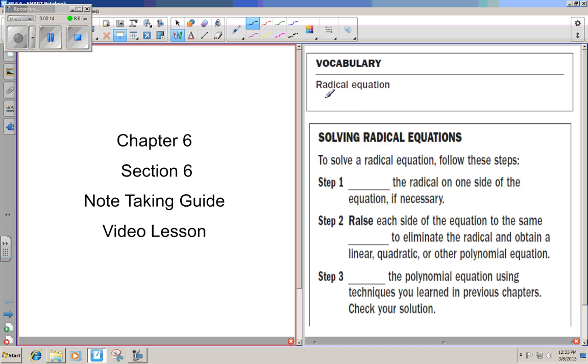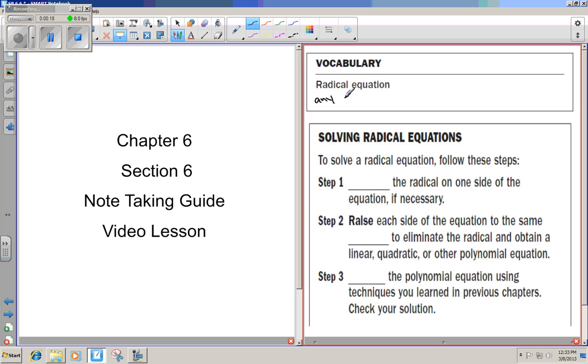First off, a radical equation is any equation with an actual radical in it. Any equation with a radical. All right, so basically what that means is you've got an equation like y equals the square root of x. That is a radical equation.